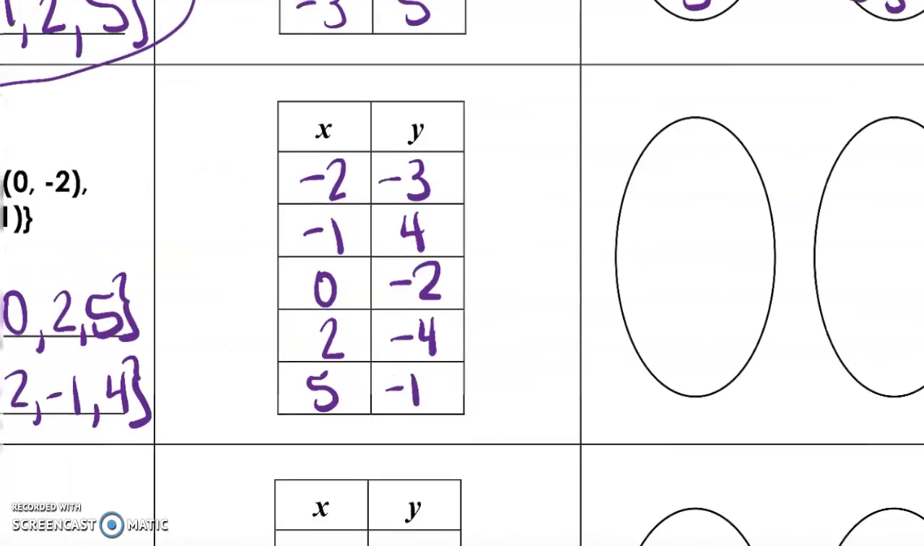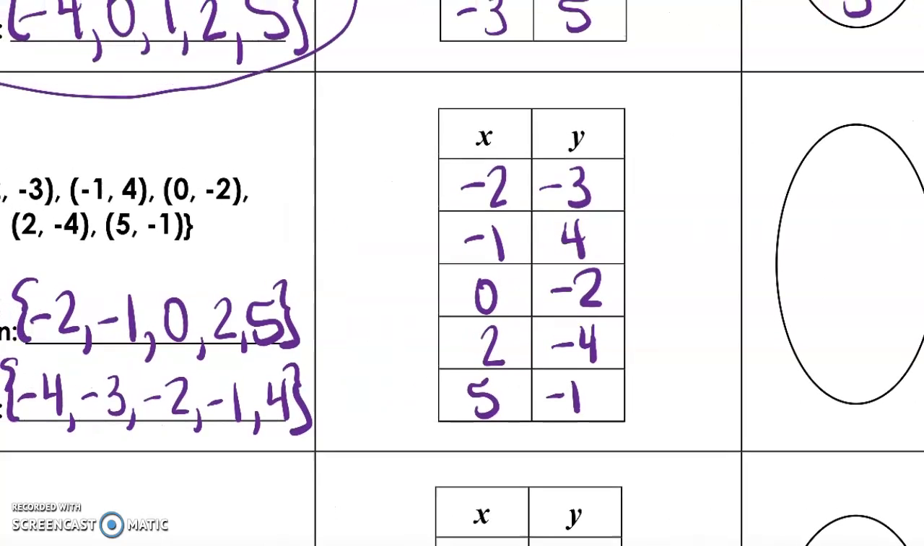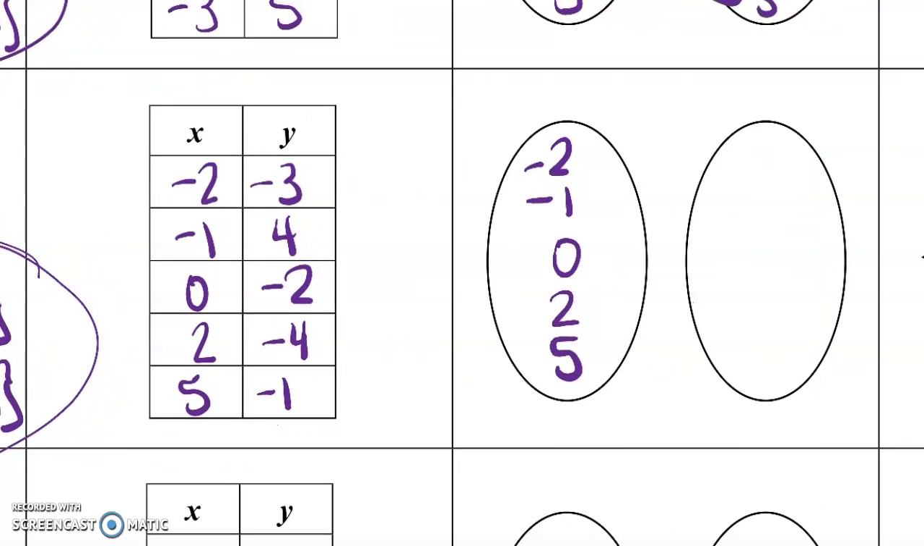For the mapping, again, go back. You could look at your table here. You don't have any that repeat, but again, you want them in order, so it's probably best to go back to your domain and range. So -2, -1, 0, 2, and 5. Then -4, -3, -2, -1, and +4.